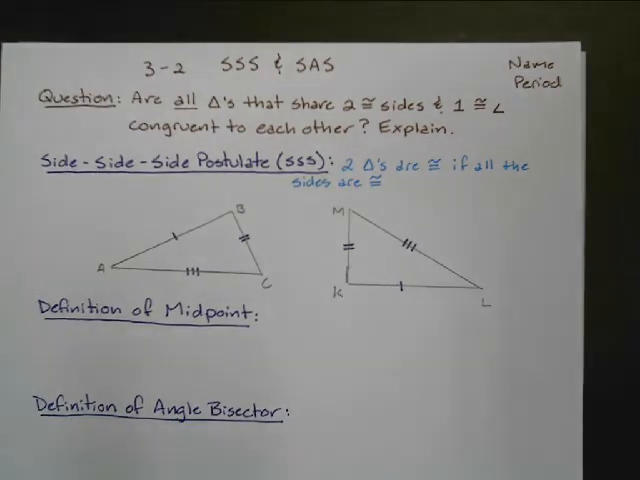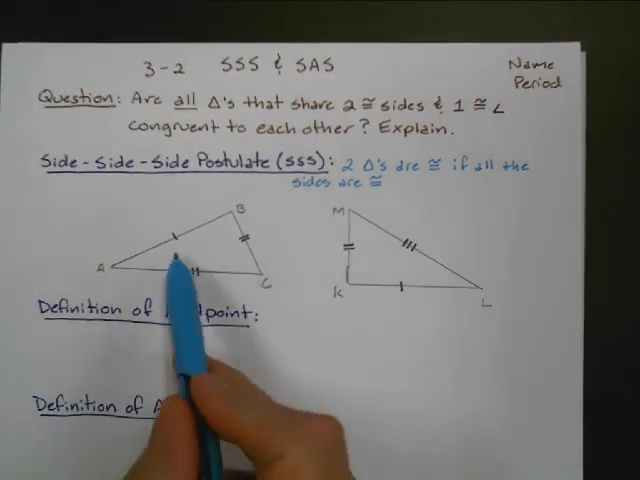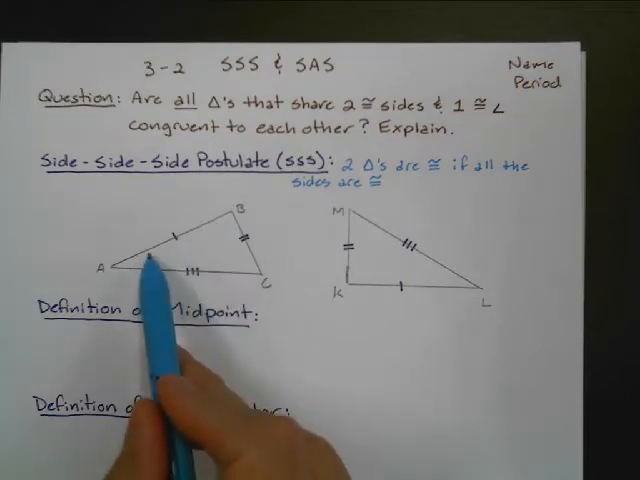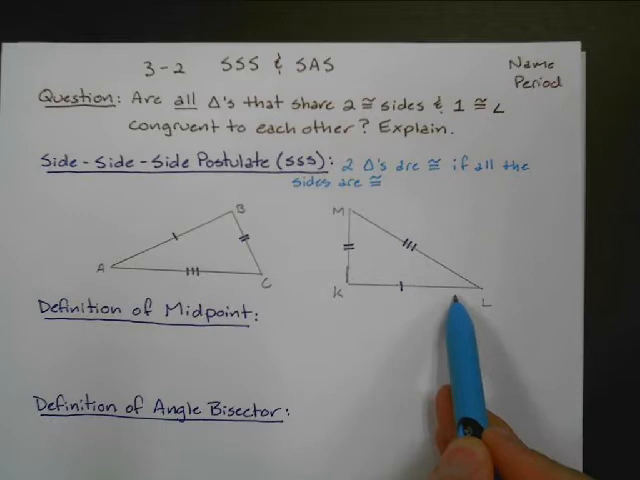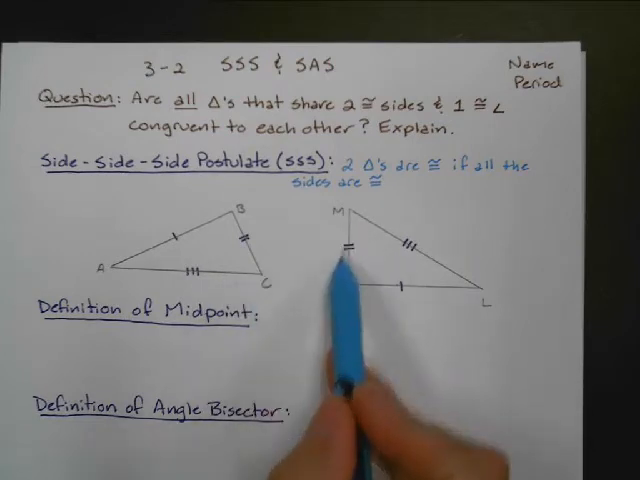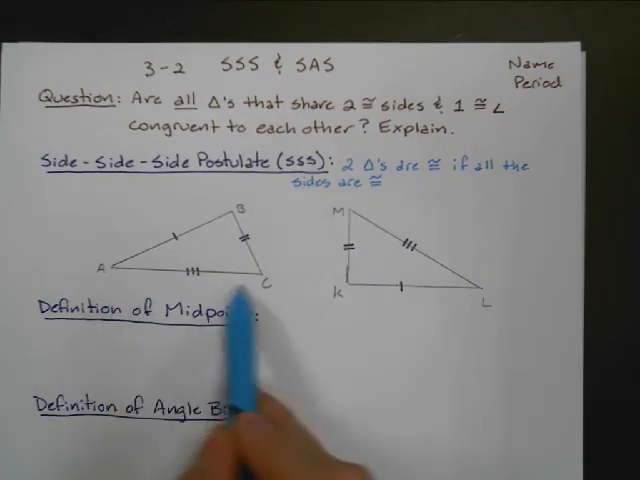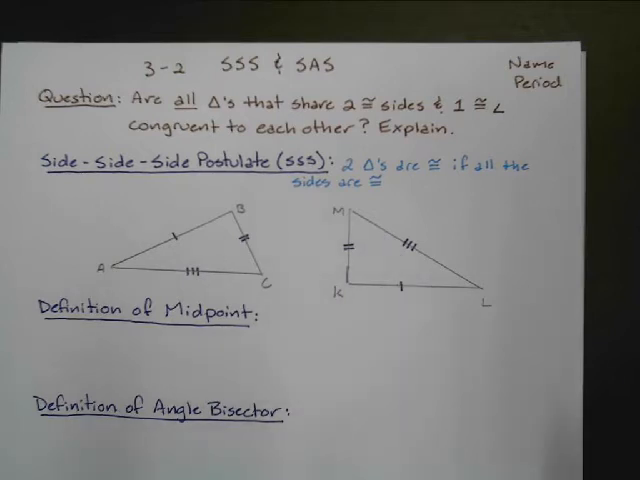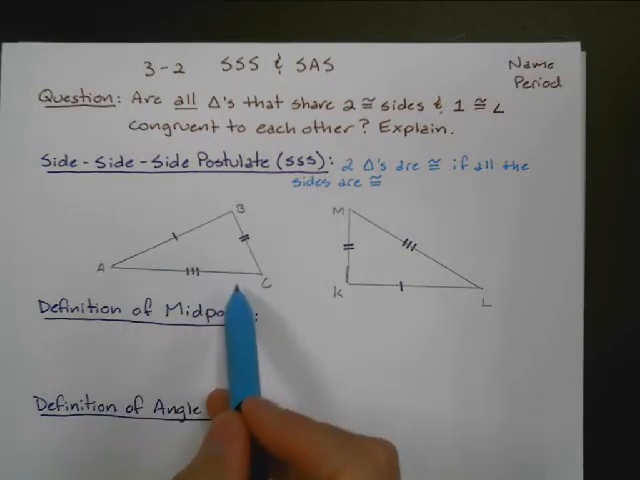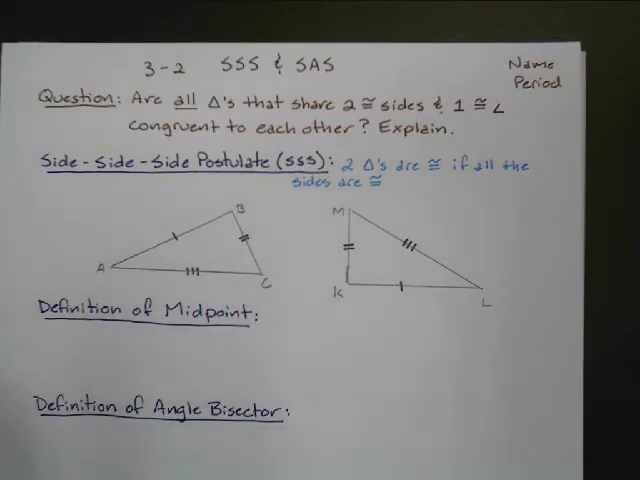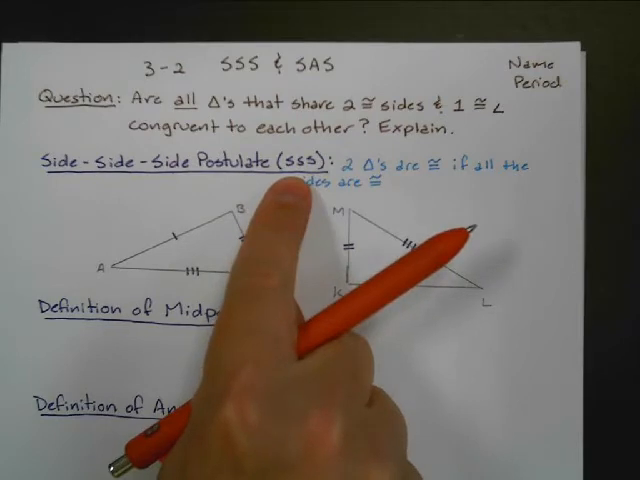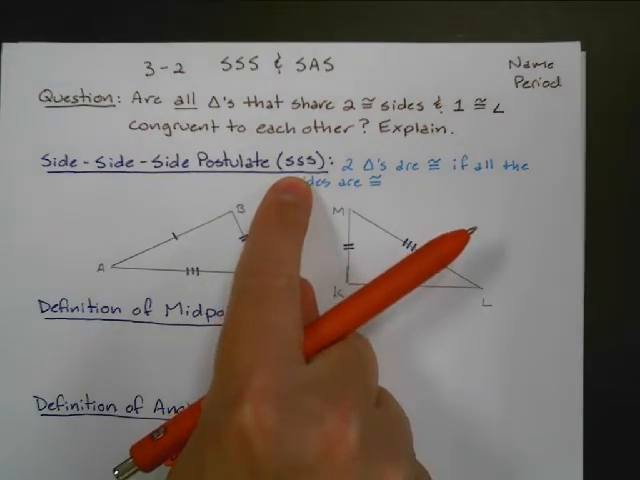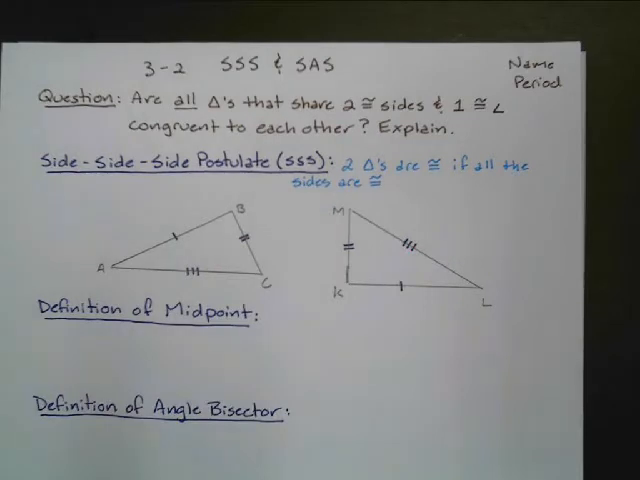So here I've got two triangles. I notice in this triangle right here that this side is congruent to this side over here. So that works. There's one side. Then I notice that this side here is congruent to that one. There's the second side. And this side here, AC, is congruent to this side here, ML. All three sides are congruent. I know nothing about the angles, but I don't have to, because this is a new shortcut that we can use. I can now say these two triangles are congruent to each other because of side, side, side. I don't have to use the definition of congruent shapes.